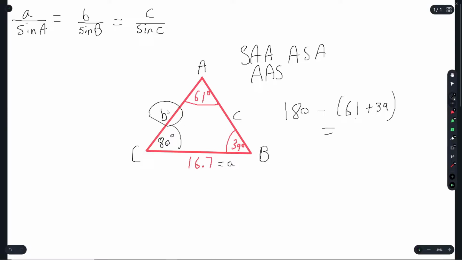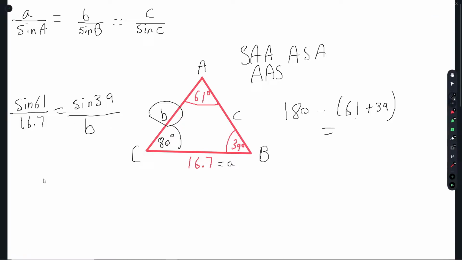Let's say we want b first. We can use this law again. So we'll do sine of 61 over the side, which is 16.7, equal to sine 39 over the side, which is b. It's unknown. Since we're finding a side, it's okay to shift solve. When you shift solve this, you'll get b equal to 12. So here we'll remove b and write 12 instead.